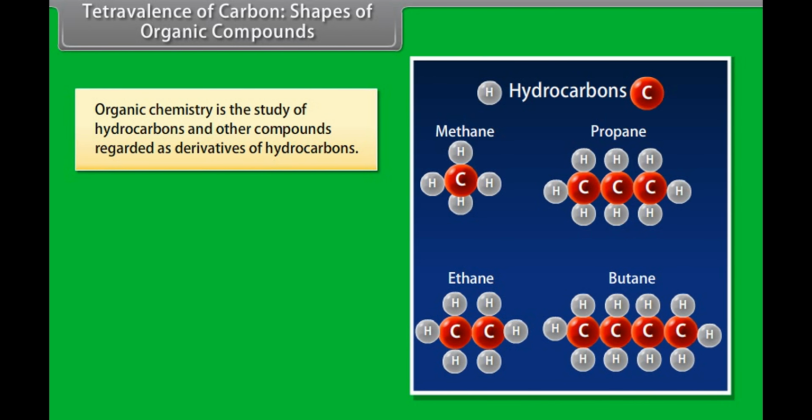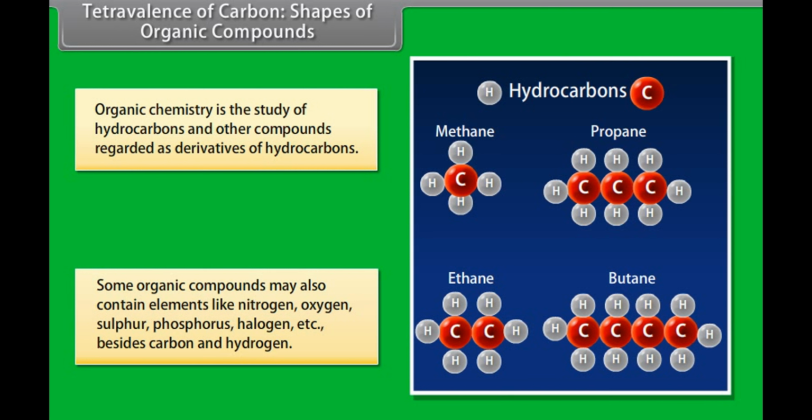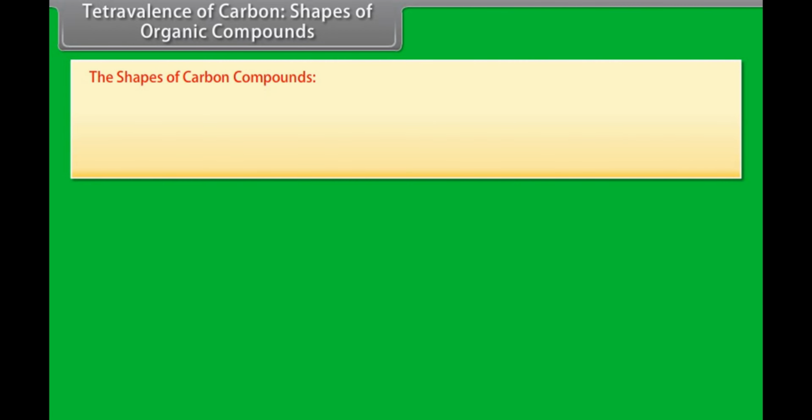Organic chemistry is the study of hydrocarbons and other compounds regarded as derivatives of hydrocarbons. Some organic compounds may also contain elements like nitrogen, oxygen, sulfur, phosphorus, halogen, etc., besides carbon and hydrogen. The shapes of carbon compounds.